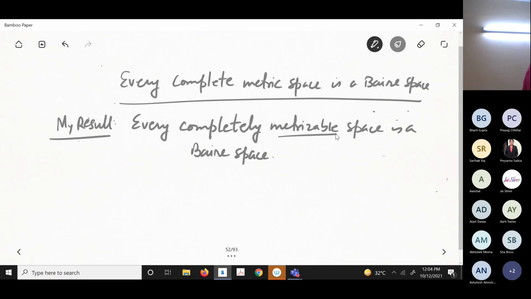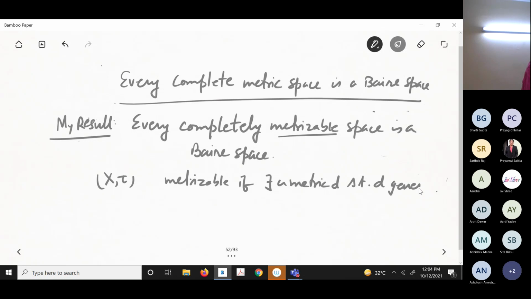Now remember the metrizable space: if you have a topological space (X, tau), then it is called metrizable if there exists a metric d such that d generates the topology tau. Then it's called metrizable. That means tau comes from a metric.